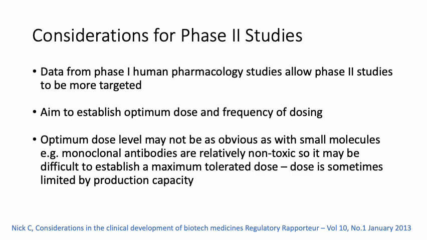Just going back to phase 1 studies again, the highly selective molecular specificity of biological molecules means that it can be relatively easy to determine their therapeutic potential using surrogate endpoints. So phase 1 pharmacodynamic studies can be hugely valuable in generating information, and this can reduce the amount of data that needs to be generated from phase 2 studies.